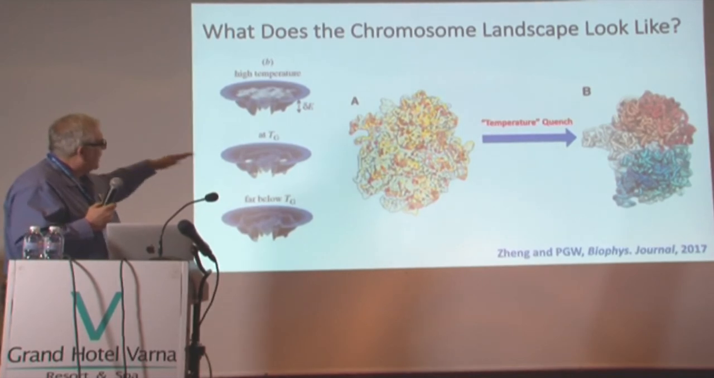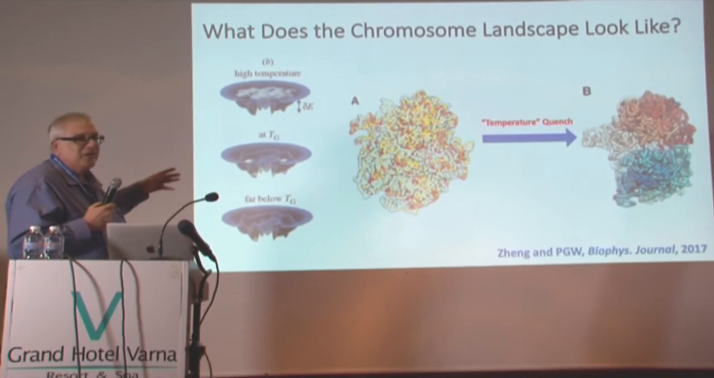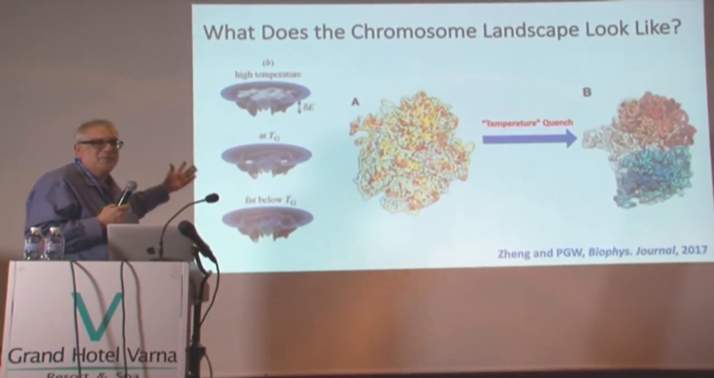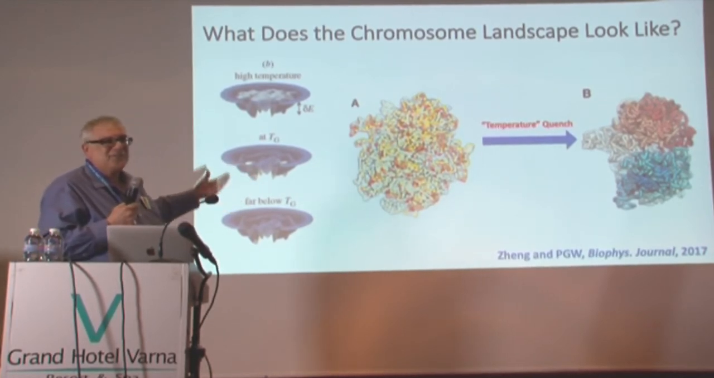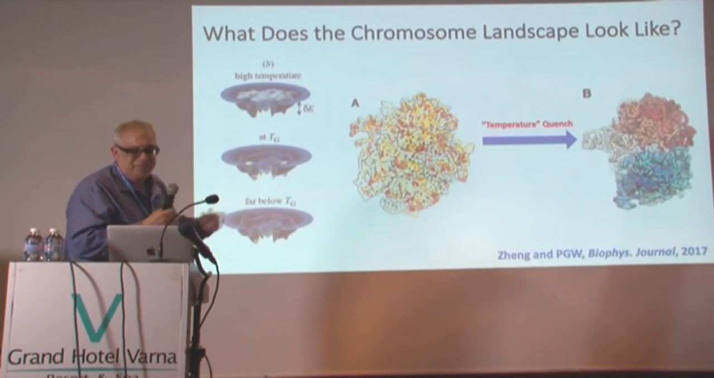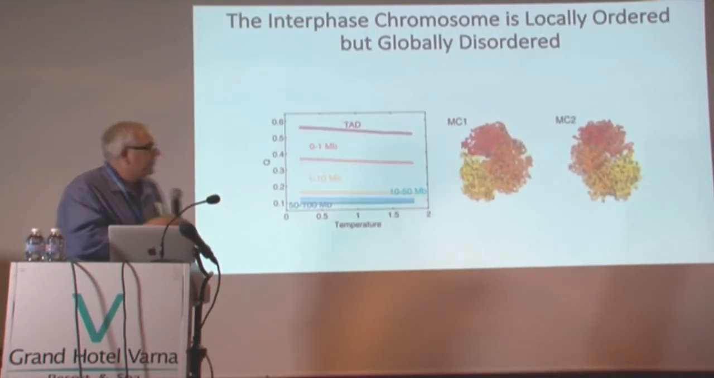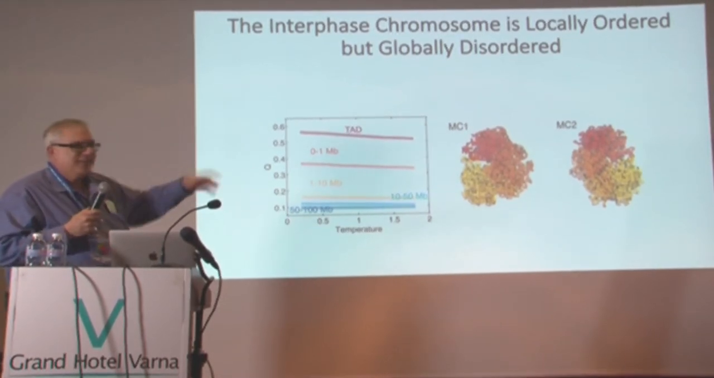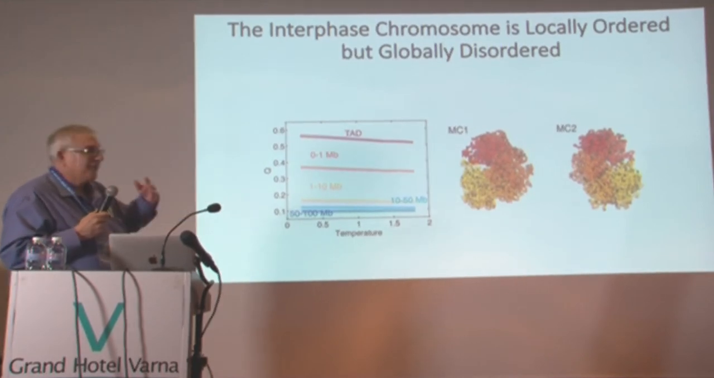So we can actually take any structure in that simulation, quench it to absolute zero, and find out what structure you get. Well, first of all, you get different structures. So the chromosome at this level is not a folded protein, where you would get the same structure most of the time when you do this. Instead, you get clusters of structures. This is major cluster one, major cluster two. There are several more clusters. Actually, I don't know if we looked for all of them.